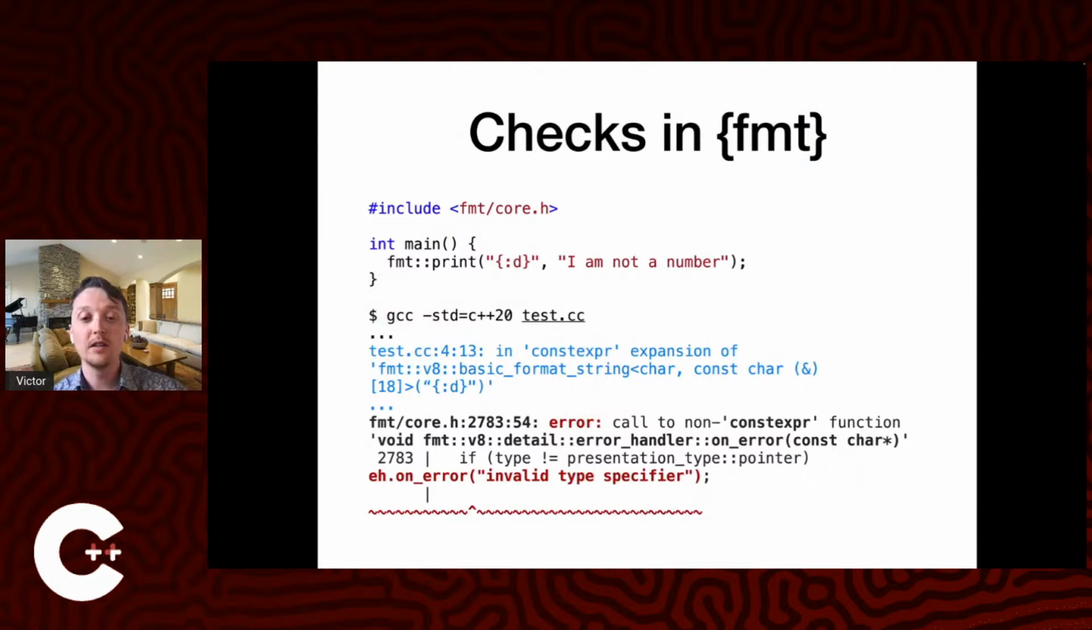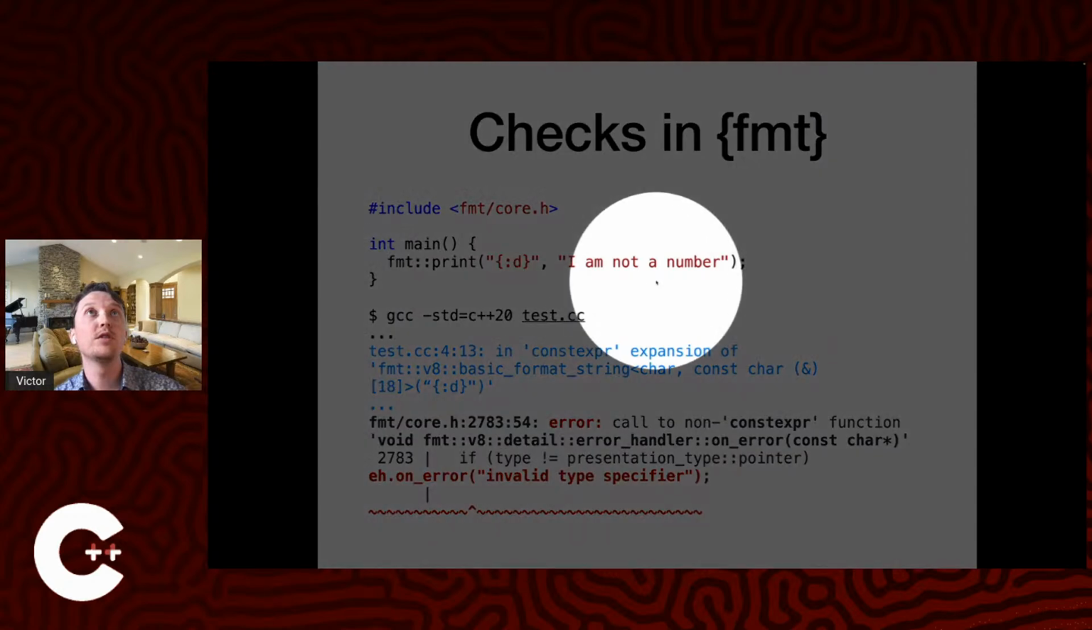Fortunately, we can do better. FMT has compile time checks since version 5, introduced in 2018, so a long time ago. But previously, they were implemented using macros and the constexpr lambda trick. In version 8, released fairly recently, maybe a year ago or so, the checks are implemented using consteval and are enabled by default. Here's an example.